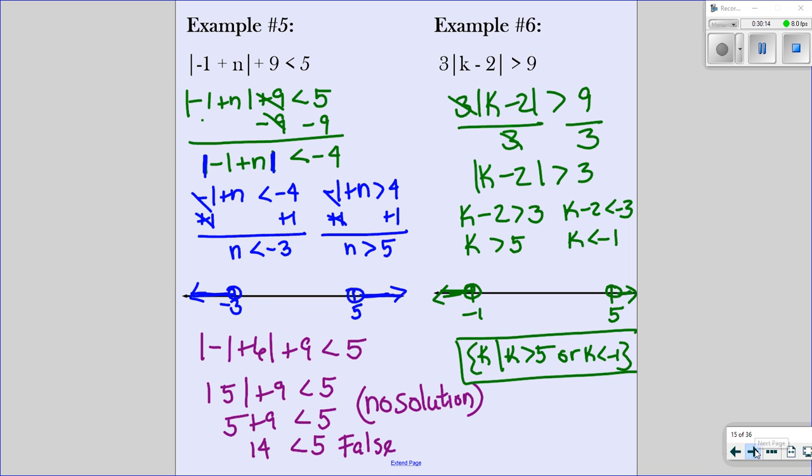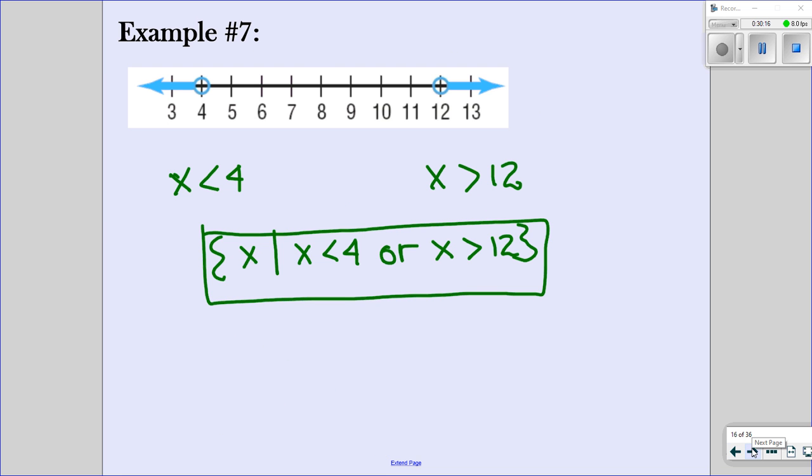All right, and again, we also graphed, looking for information: if it's open or closed, in which direction, and then it tells you if it's going to be an or or an and. Or is separate directions, and and combines, it's overlapping.